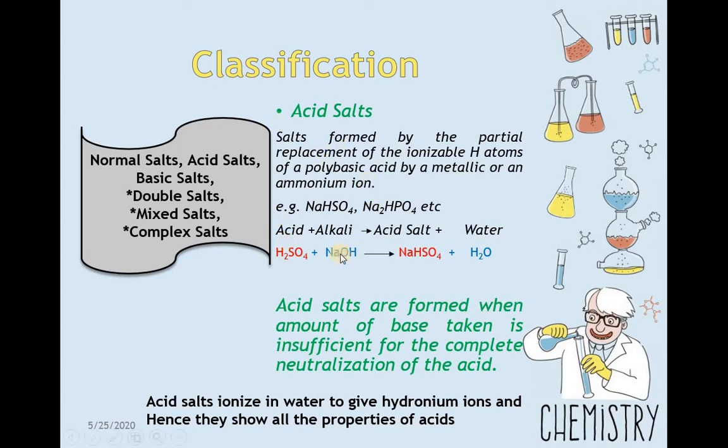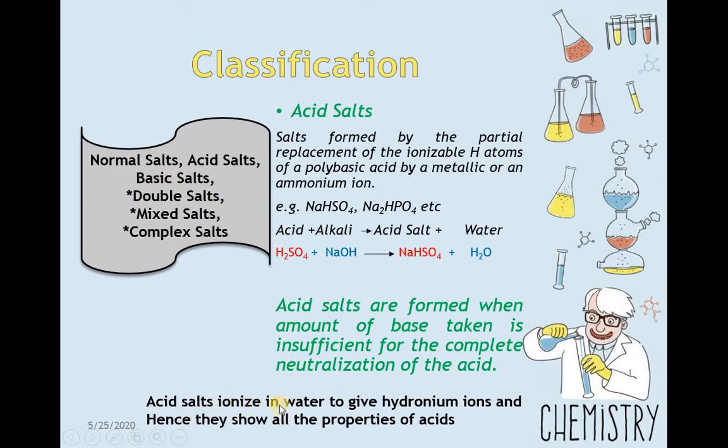Now, as alkali I have taken sodium hydroxide. In the second slide we had already seen this in the definition of salt. I have shown you two types of salt formation. Sodium replaces one hydrogen of the acid, gives you sodium hydrogen sulfate and water, or sodium bisulfate. Acid salts are formed when the amount of base taken is insufficient for the complete neutralization of the acid. Now, if you do the complete neutralization of the acid, then you will be getting the normal salt.